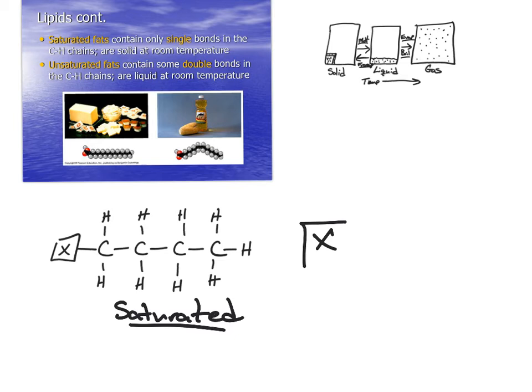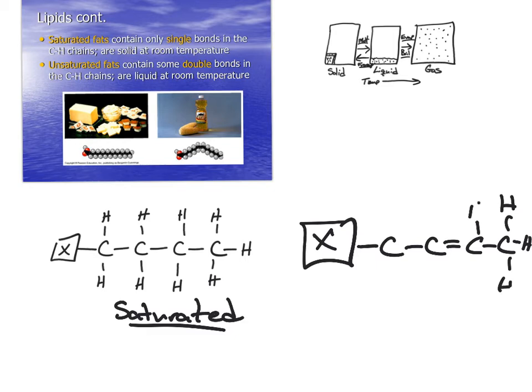If not all the carbons have a hydrogen, if some of the carbons have a double bond, if not all the carbons have all their bonds full of hydrogens. Do you see these two special carbons right here? What do you notice about them? They're red. They have a double bond. As soon as you see a double bond, we call that unsaturated.